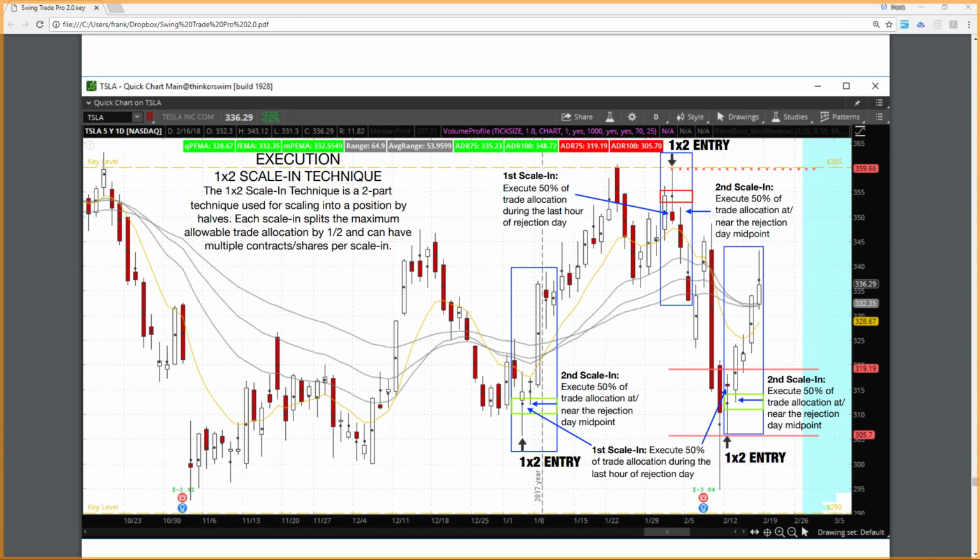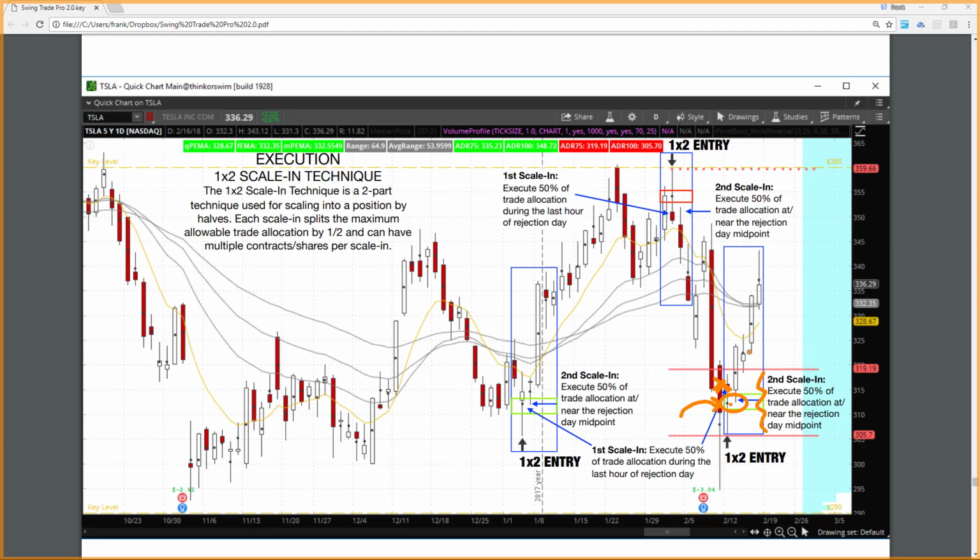Over here, another great rejection day, a big high range day. Again, on a significant rejection day, it's not uncommon for me to go ahead and get in some sort of size at the end of the day on that rejection day. And then should price pull back the next morning into the trigger zone, that's where you can add 50% trade allocation at that time.